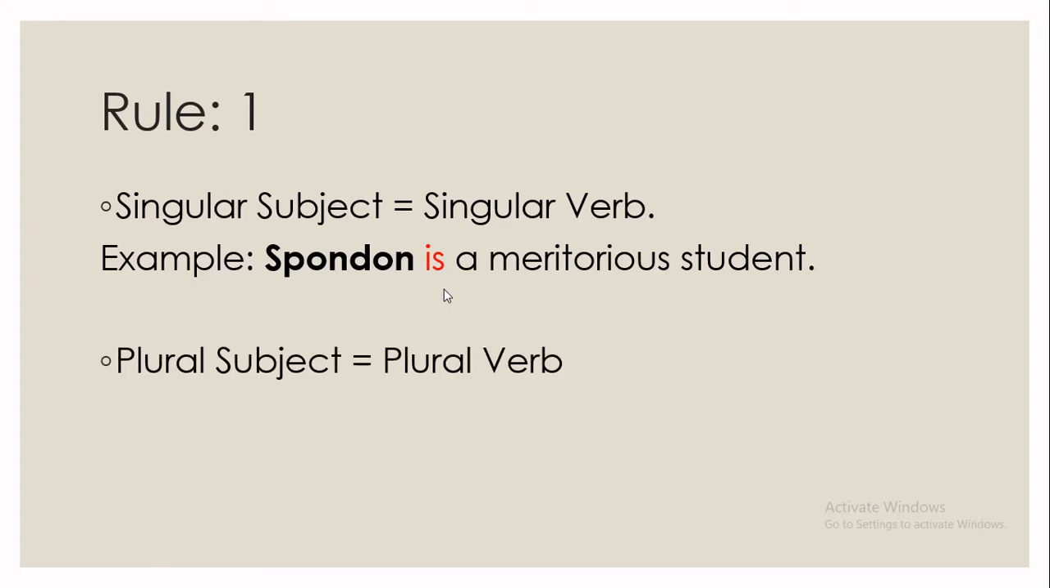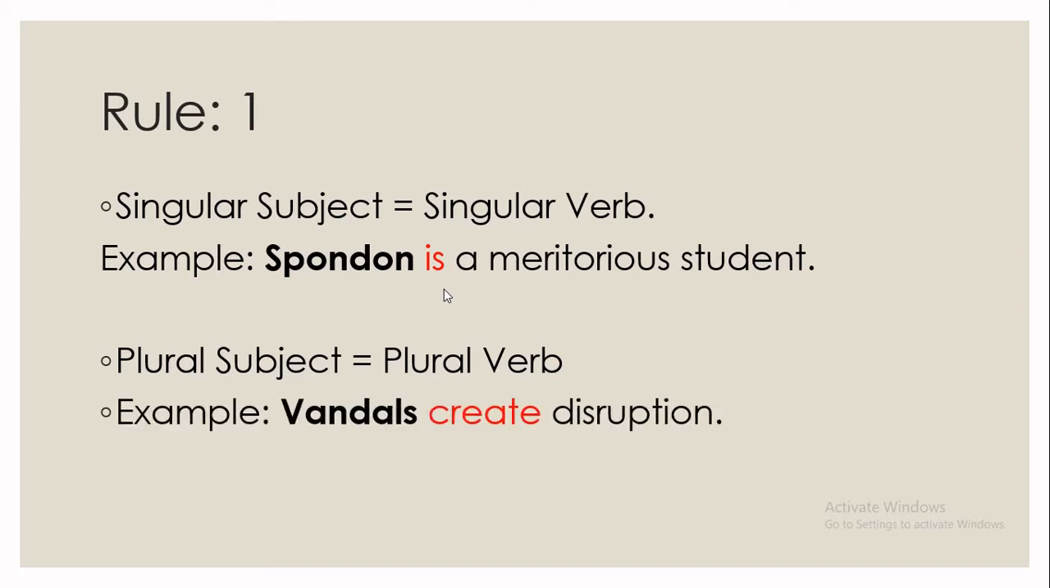Now, if the subject is plural, then we have to use the plural verb for that. The example is: Vandals create disruption. So vandals is a plural subject, right? That's why we use create, not creates. If we say a vandal, then it would be a singular subject, right? But here we are using vandals as a plural subject, meaning a lot of vandals, not one vandal. That's why we have to use verb 1, or create.